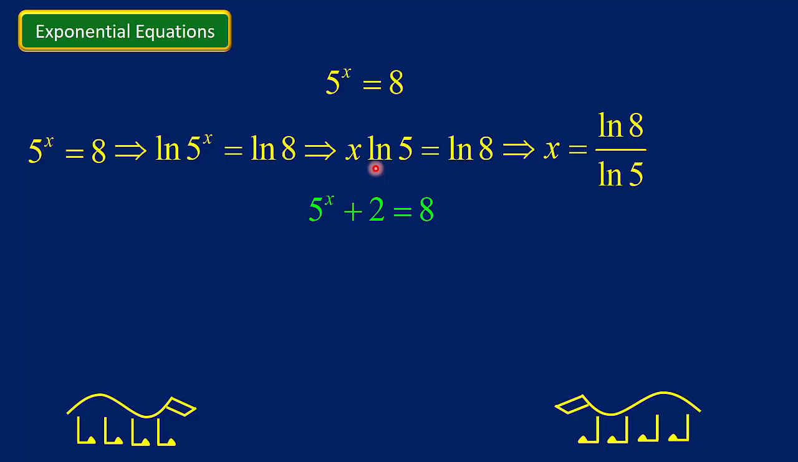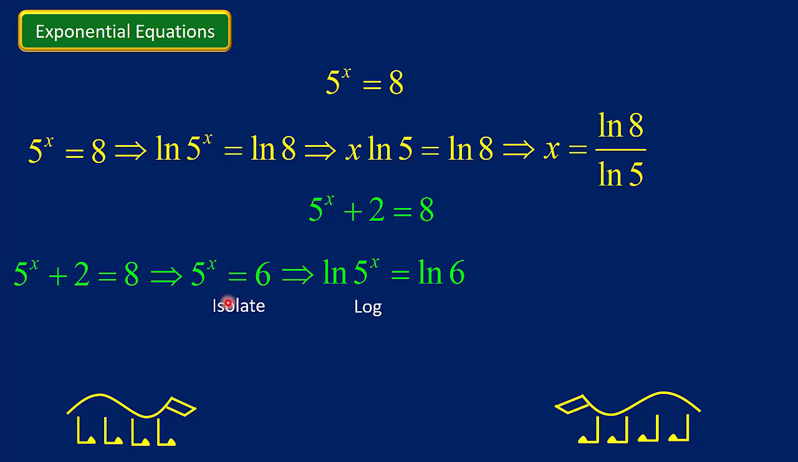Now, let's try this one. This one is a little bit different looking, right? Because I have this plus 2. So it complicates things a little bit. But here's what we want to do. First thing, you isolate the exponential term. So bring the 2 over and subtract it from the 8. So you isolate. Then you log, and then solve by bringing the x around front. Isolate, log, and solve. And then I can divide. So there's my answer. So notice, isolate, log, solve. That's the way we're going to proceed with all of these exponential equations.